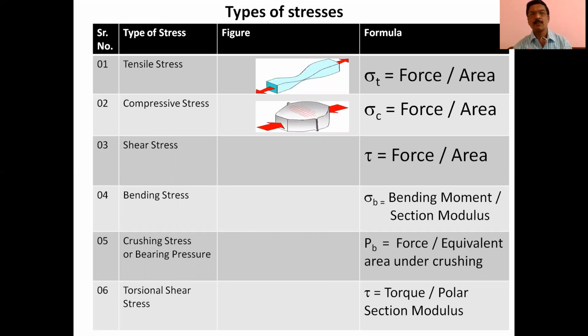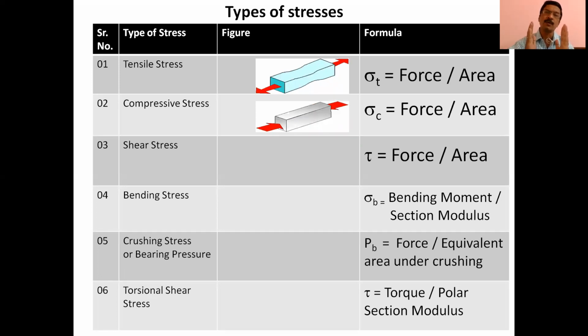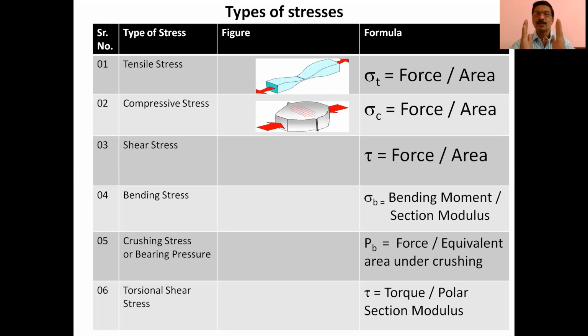Let us talk about the second type of picture. In that there is a compression. Because of that there is a push type of loading. If there is a push type of loading on the material, then there is a compressive stress. It also has the formula force divided by cross section area. Area means cross section area. So tensile and compressive both have the same formula.